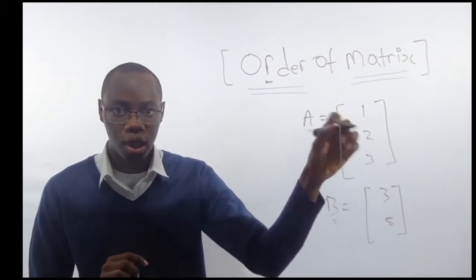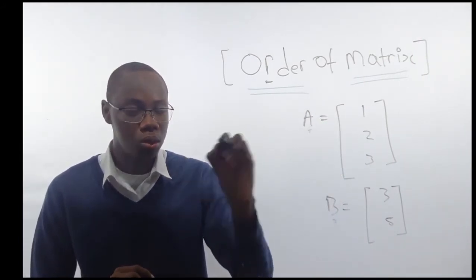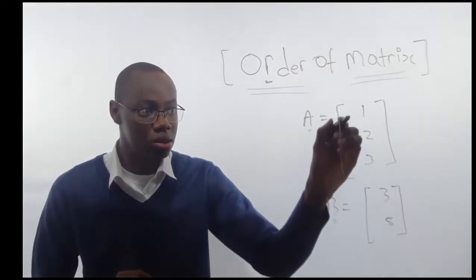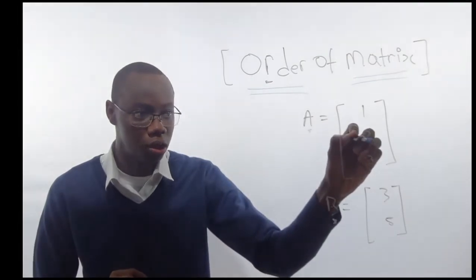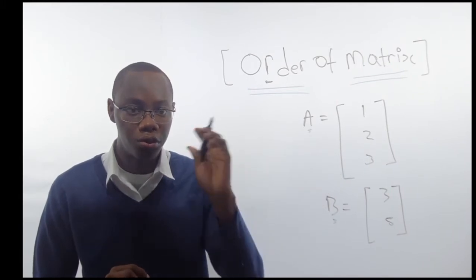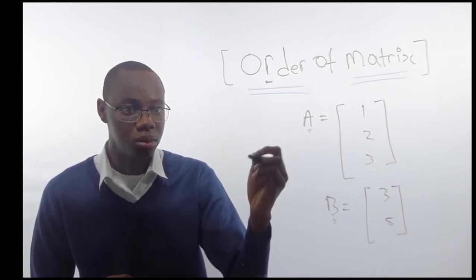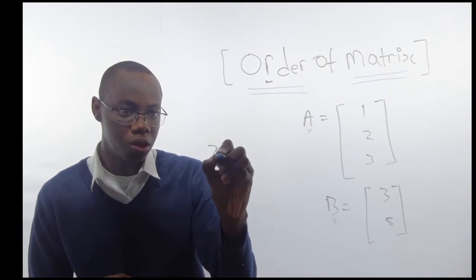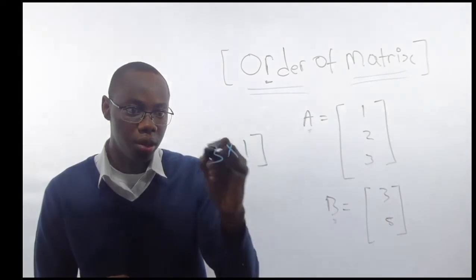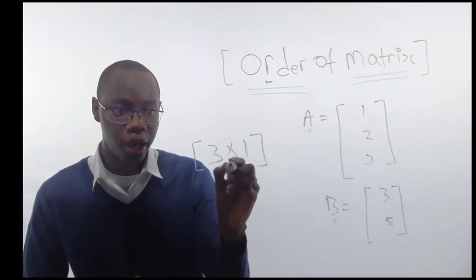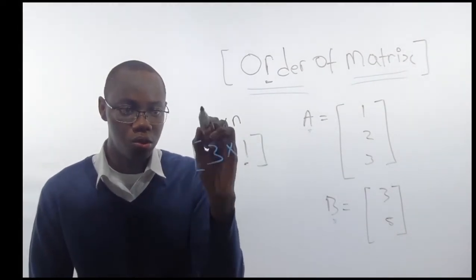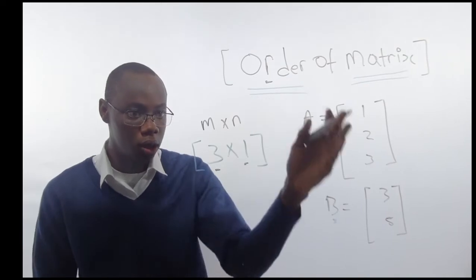So what order is this now? How many rows do we have? We have 1, 2, and 3. So we have 3 elements. These are called the elements: number 1, number 2, and number 3. So we have 3 rows. By the order m by n, we have 3 rows by how many columns? Just 1 column. So this is a 3 by 1 matrix, meaning m is 3 rows and n is just 1.